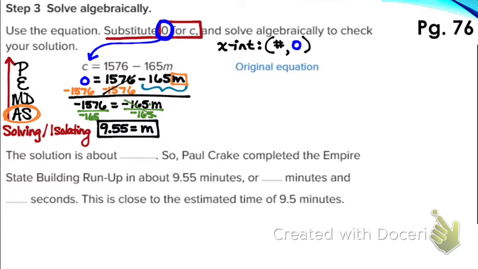So the solution is about 9.55 minutes. That's how fast he completed his Empire State Building run-up. How many whole minutes is that? 9 whole minutes. And how many seconds? 55. No. Half. 30. 30 seconds. How are we going to determine how many seconds it is?